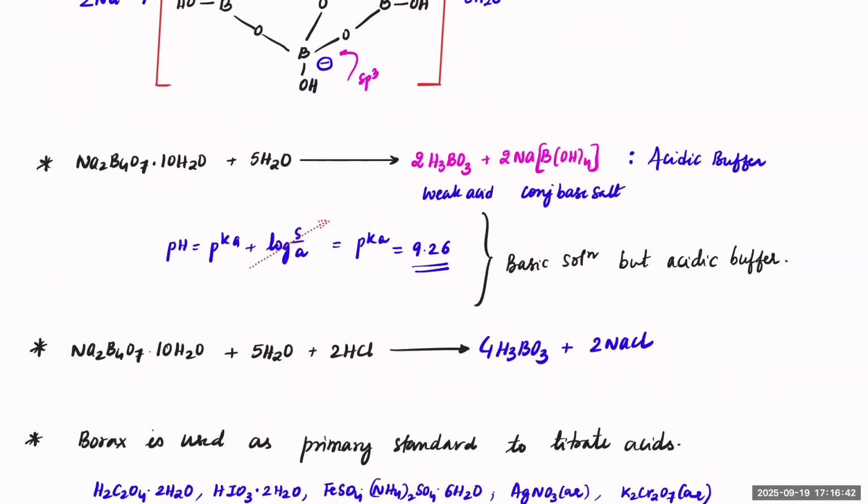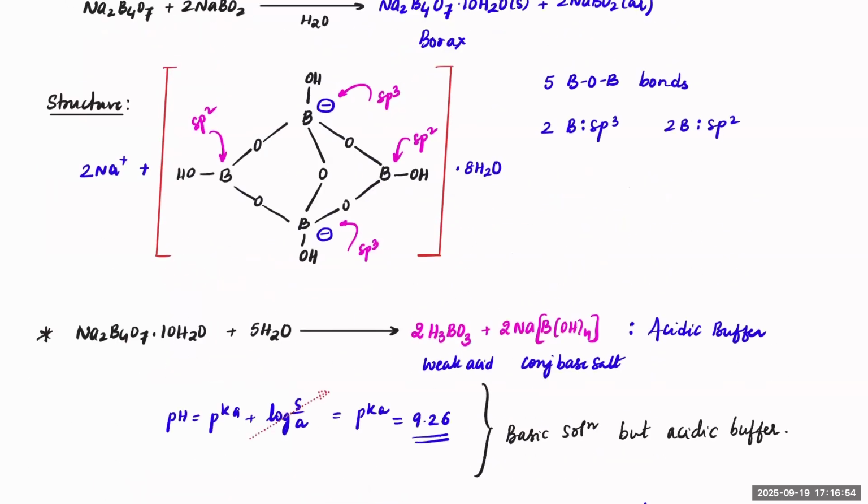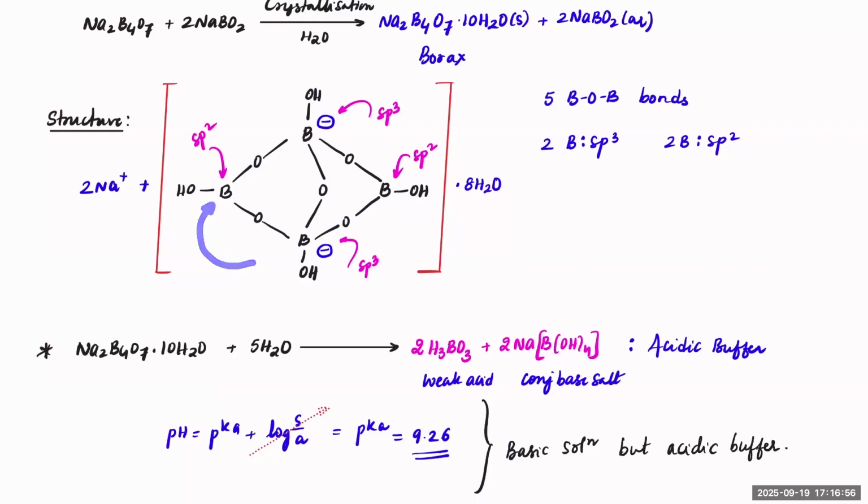Borax, when you hydrolyze with a larger quantity of water, will start converting itself into boric acid and conjugate base salt. As I showed, water is attacking here, correct? So this part of the water will become B(OH)4 minus, and this part of the boron will become B(OH)3. So there will be 2 moles of boric acid and 2 moles of conjugate base salt.